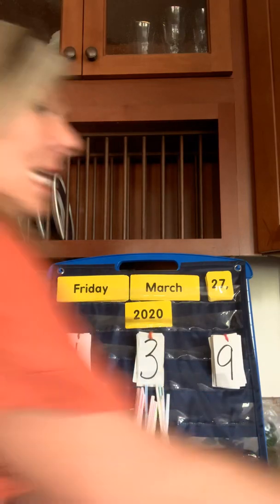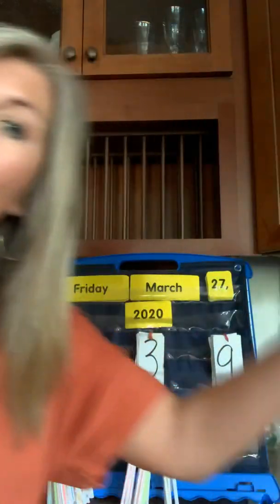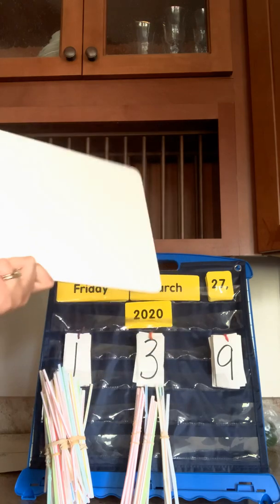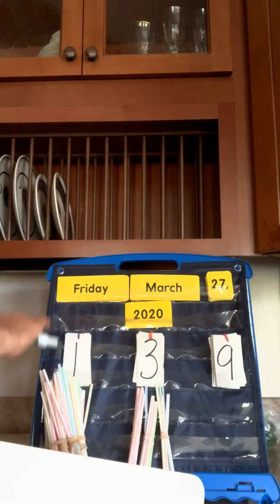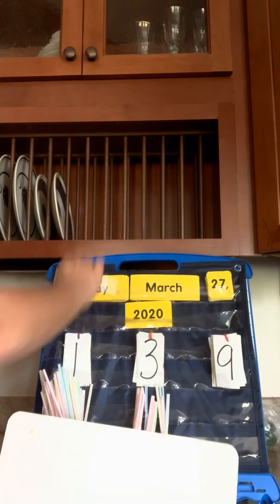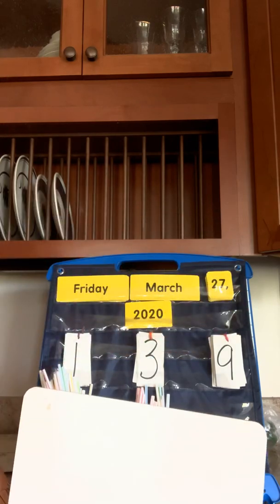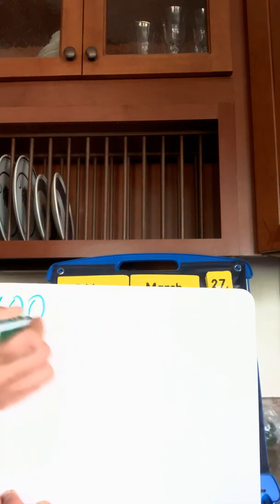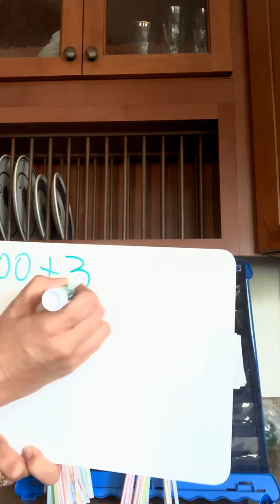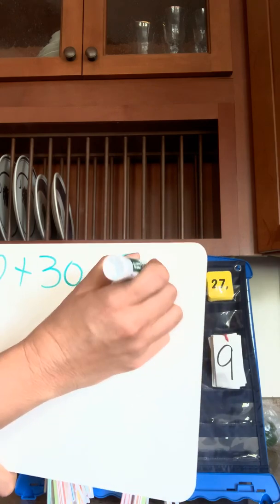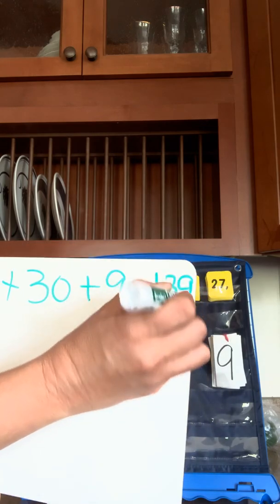Let's go ahead and write that in expanded notation. When we write 139 in expanded notation, think about how you're going to write that. Your hundreds plus your tens plus your ones. You're looking at each place value to be able to write your expanded notation. 100 plus 3 tens, but that's the number 30, plus 9 equals what? 139.